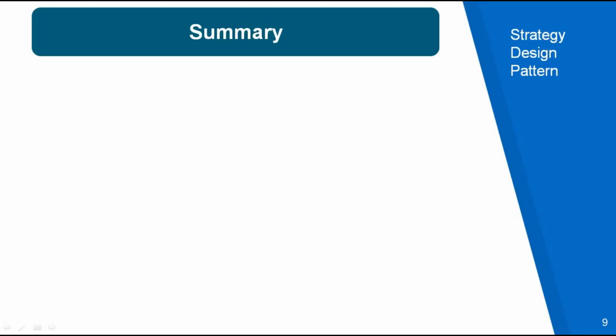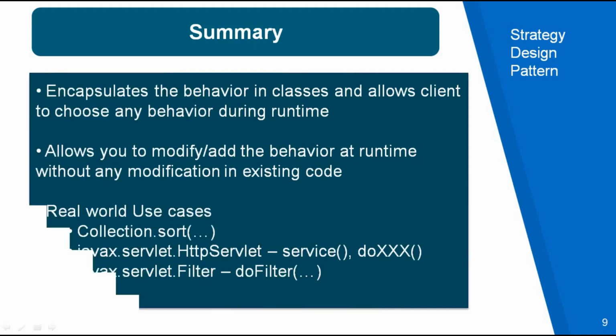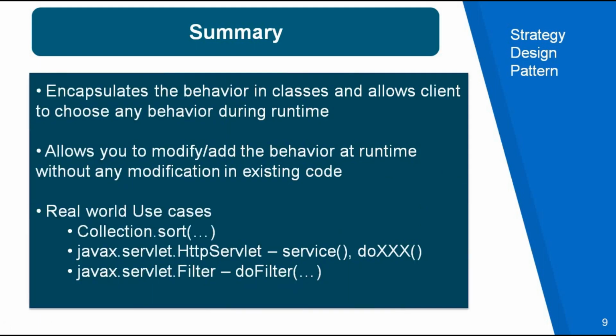So now let's look at the summary. So strategy encapsulates the behavior in classes, and it allows a client to choose any behavior during the runtime. This is the most important advantage we can say in a strategy design pattern. Strategy also allows you to modify or add the behavior at the runtime without any modification in existing code. This is also the major advantage of a strategy design pattern.